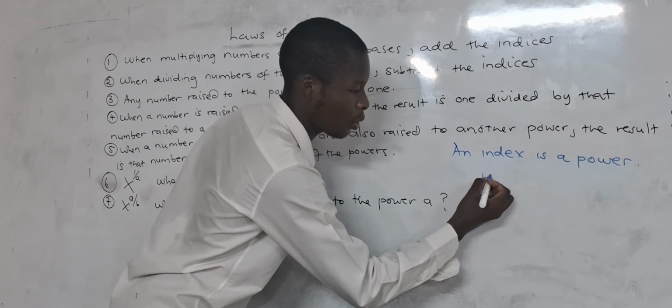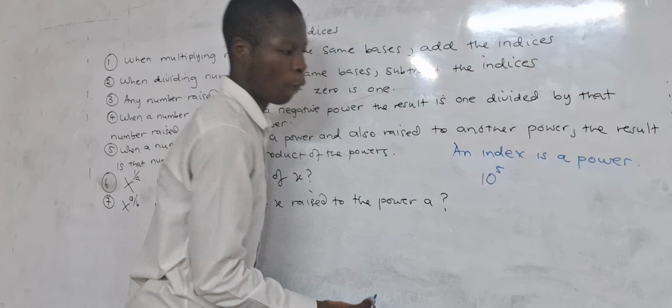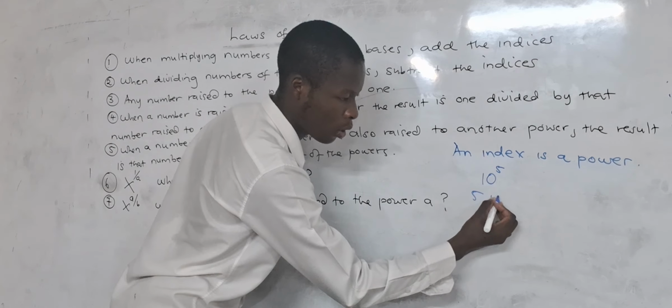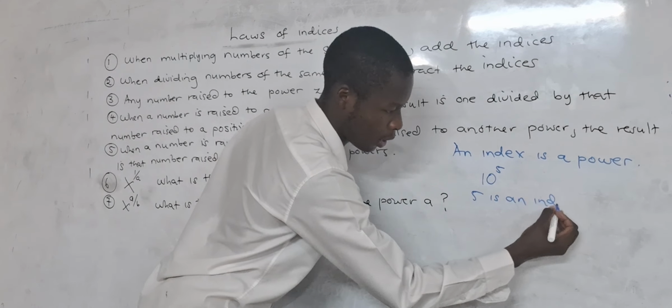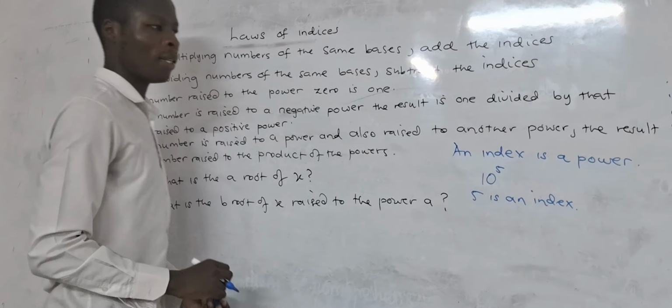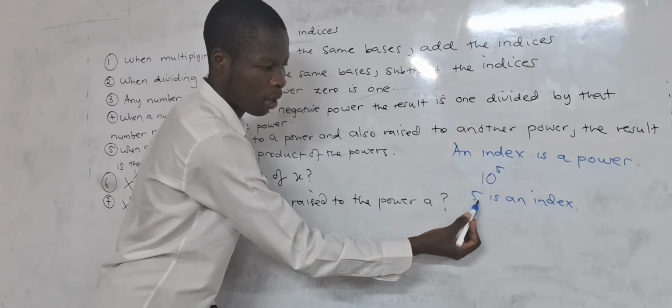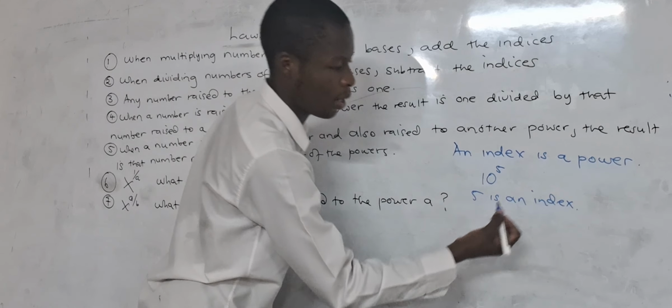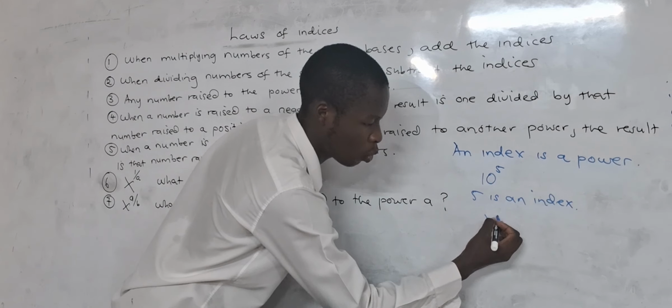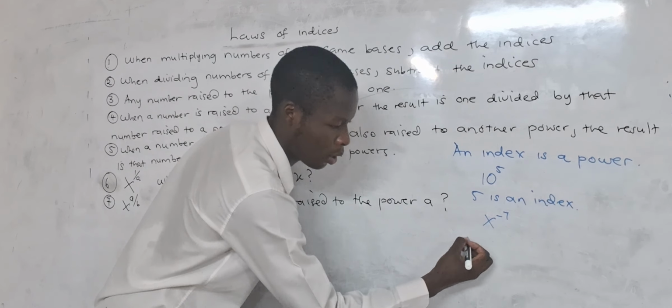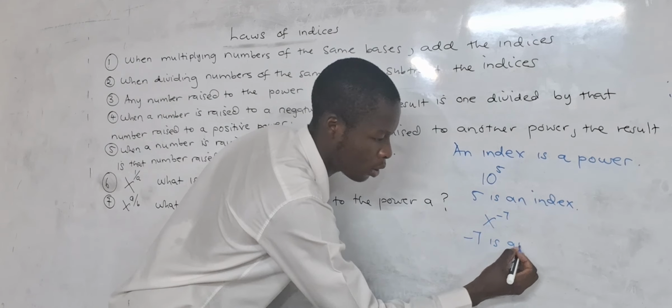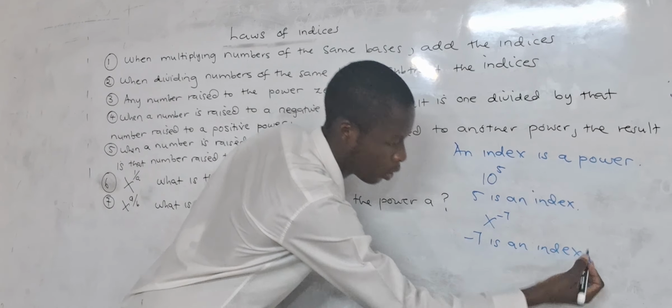For example, let's say you are writing 10 to the power 5. This 5 is an index. Okay, so an index is a power. If you have x to the power negative 7, this negative 7 is an index.